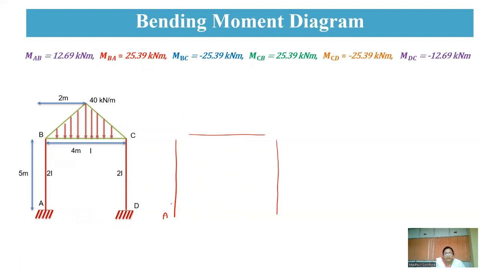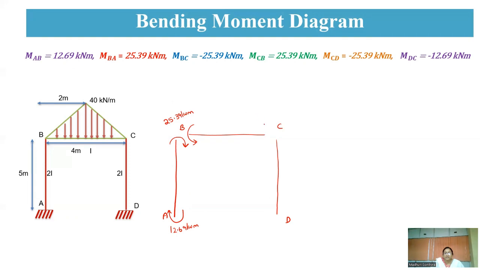So this is your A, B, C, and D. So AB, you are having a plus value. That means it is a clockwise rotation of 12.69 kilonewton meter. And this is also a positive value, which is clockwise direction, MBA also. MBC is negative. So that means it is in anti-clockwise direction, which is of 25.39 kilonewton meter.